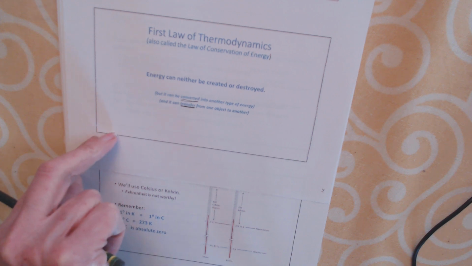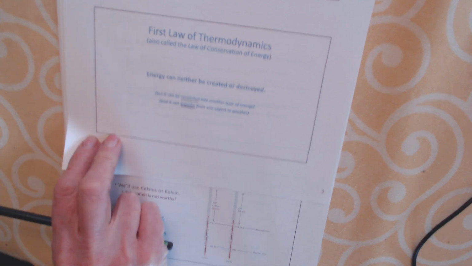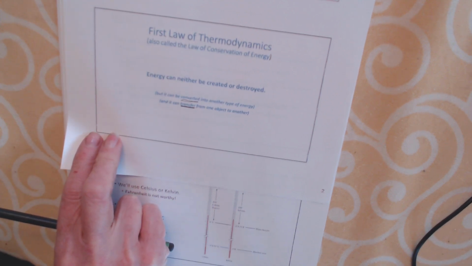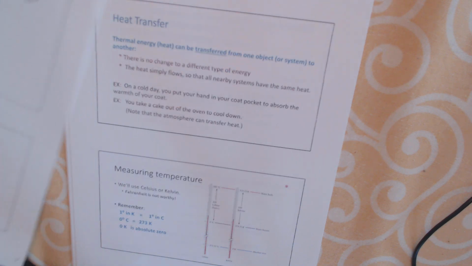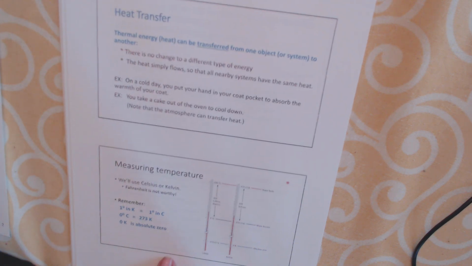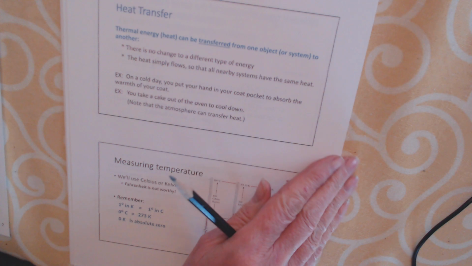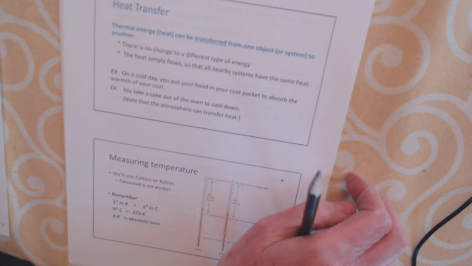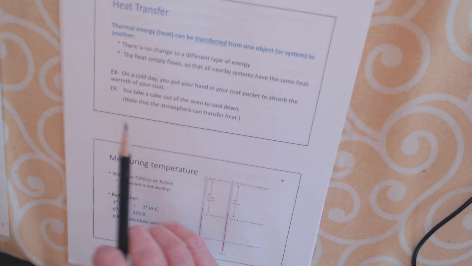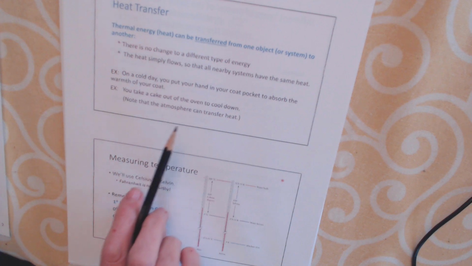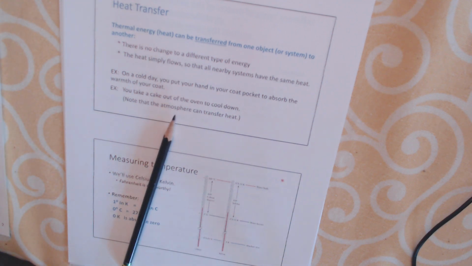So too can thermal energy get transferred from one object to another. So what are we talking about when we talk about that? Well, heat transfer, right? So here's your sentence you need to know. Thermal energy, in other words, heat, can be transferred from one object or system to another. Okay? So it does not need to change into a different type of energy, but the heat will simply flow.